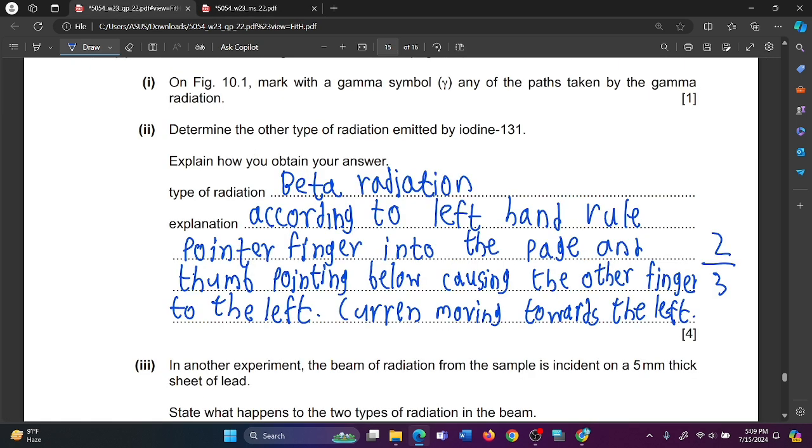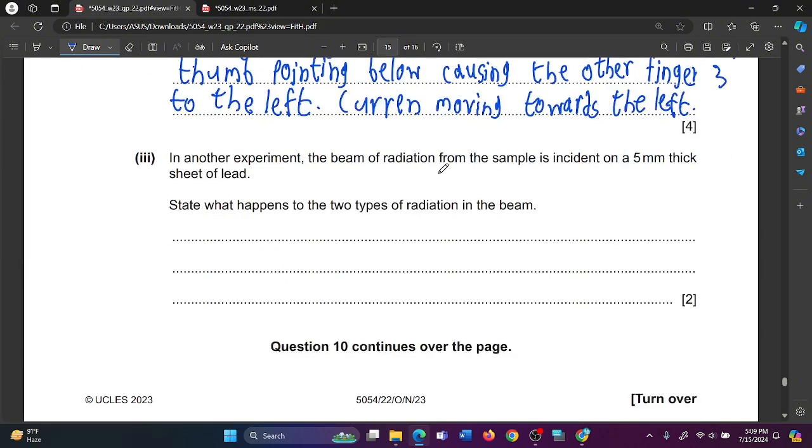Now, let's move on to part 3. In another experiment, the beam of radiation from the sample is incident on a 5 millimeter thick sheet of lead, which is enough to stop beta particle but not gamma particle. Gamma radiation, not a particle. Gamma is not a particle, it's a photon, that's a radiation. State what happens to the two types of radiation in the beam.